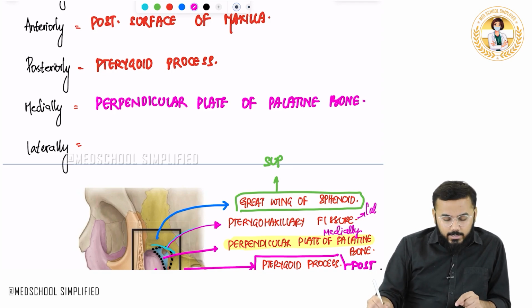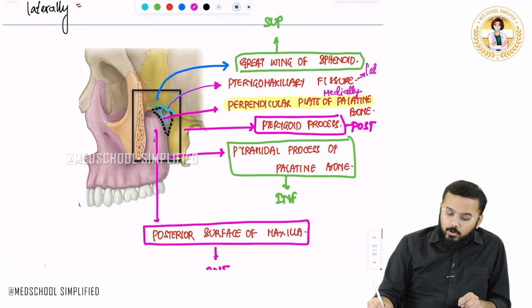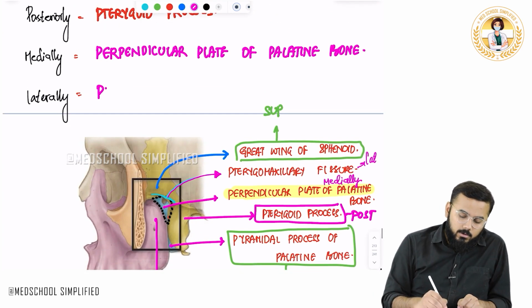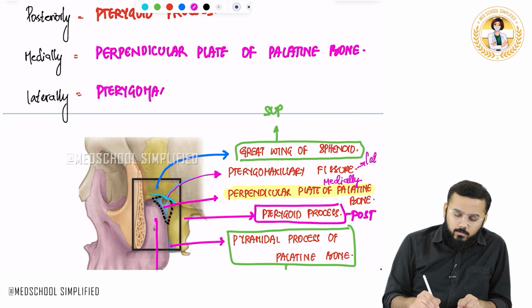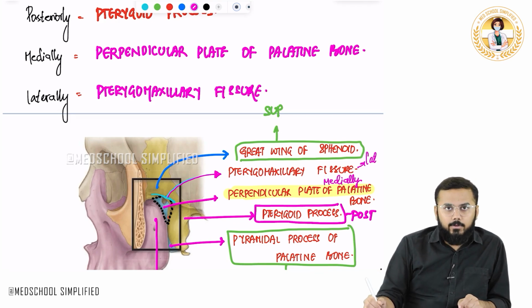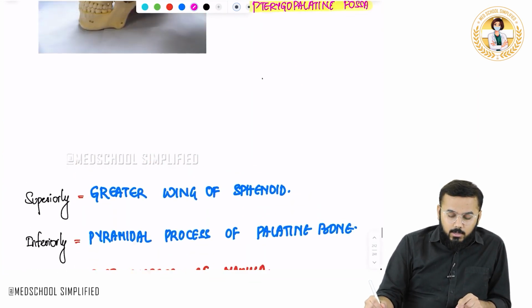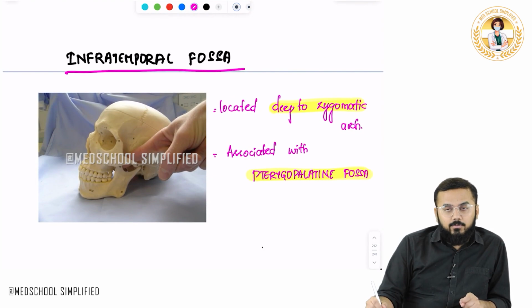So the perpendicular plate of your palatine bone is medially located. And laterally what do we have? Laterally we have got the pterygomaxillary fissure. So that is located laterally, okay. So these are some of the very important structures which are related with the infratemporal fossa.